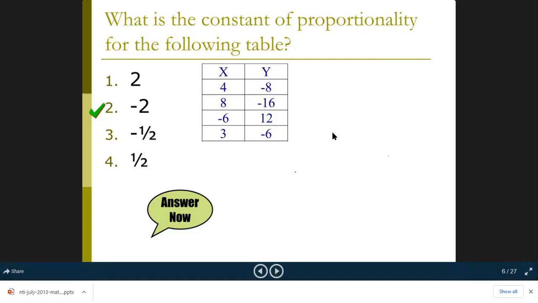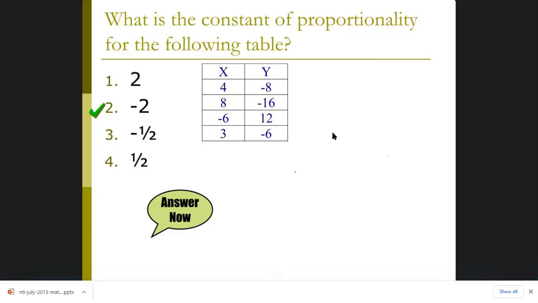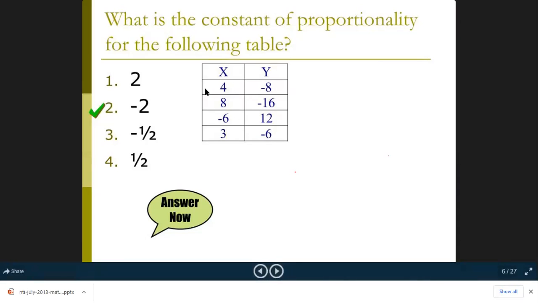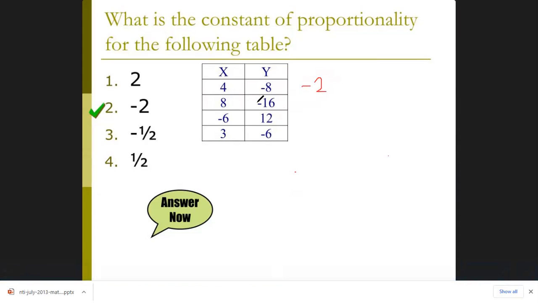How will we find the constant of proportionality? Y over x. Could you please check? First one, -8 divided by 4 equals how many? -2. Then for the first group, it will be -2. For the second group, -16 divided by 8, it will be -2. For the third one, it will be -2. Right? Then what is the right answer? The right answer will be -2.